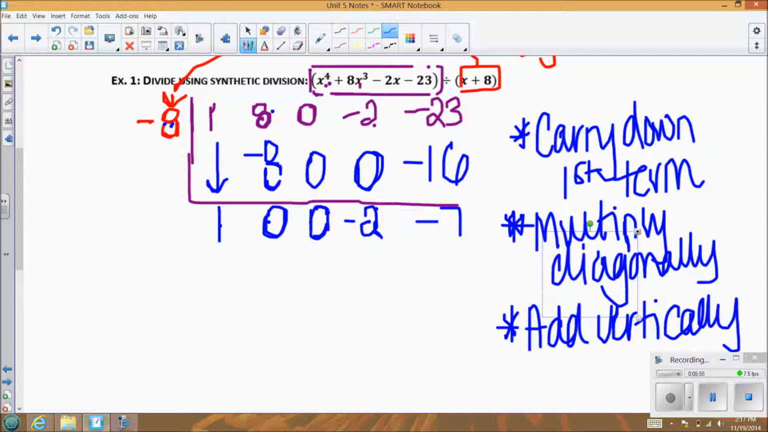So that's kind of the process. This final answer, how to interpret it, this number here is always the remainder. That's how much is left over. So this is the remainder.